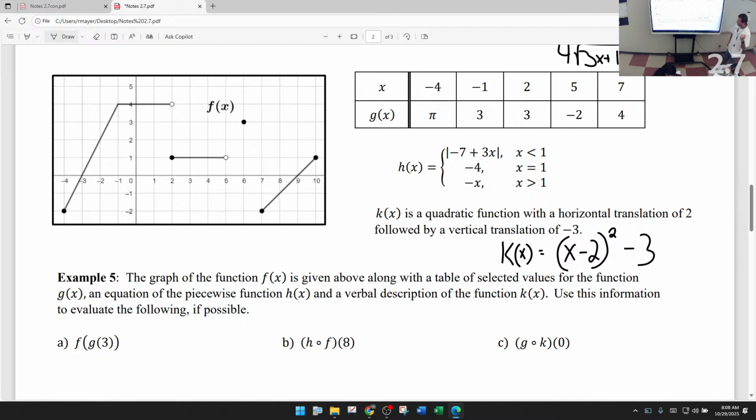The graph of the function f is given above with the selected values of the function. g is an equation, with the selected values. h is an equation of a piecewise function and a verbal description of k. Use this information to evaluate the following, if possible. That's not possible. I don't have a g with an input of 3. No idea what it is.